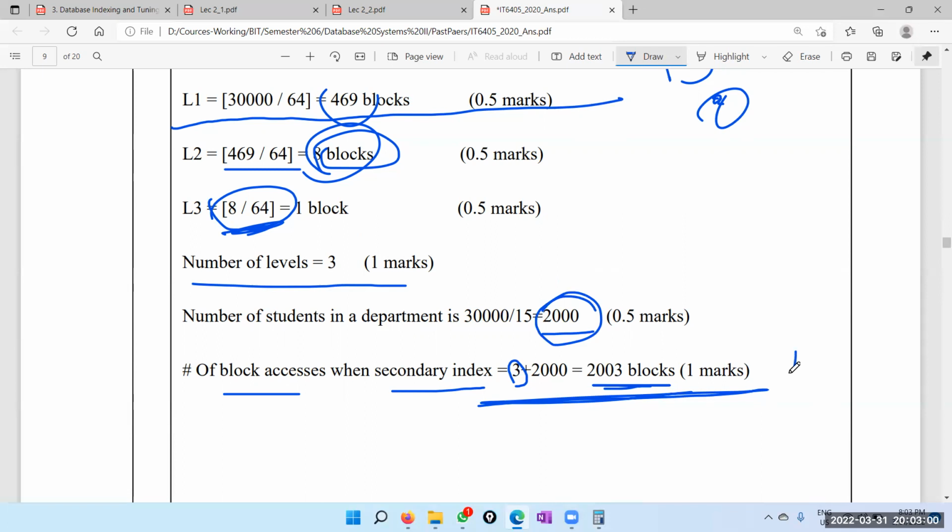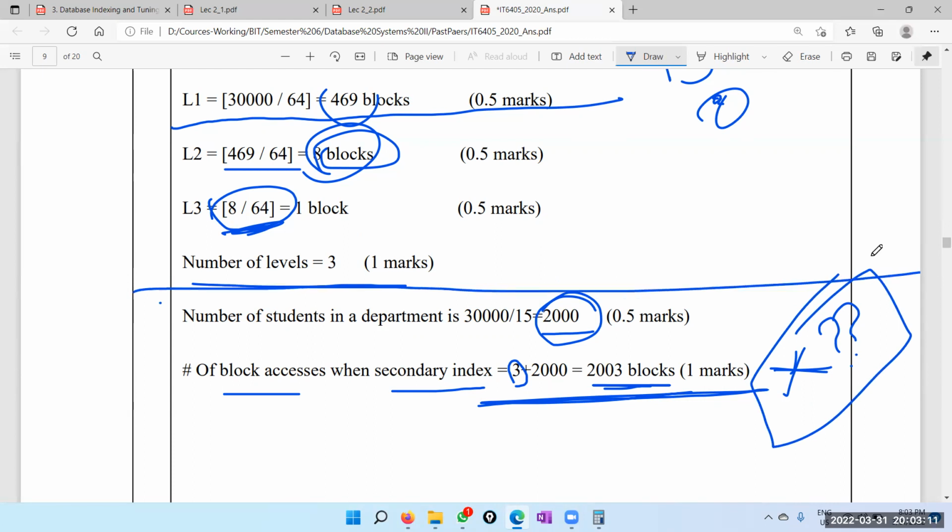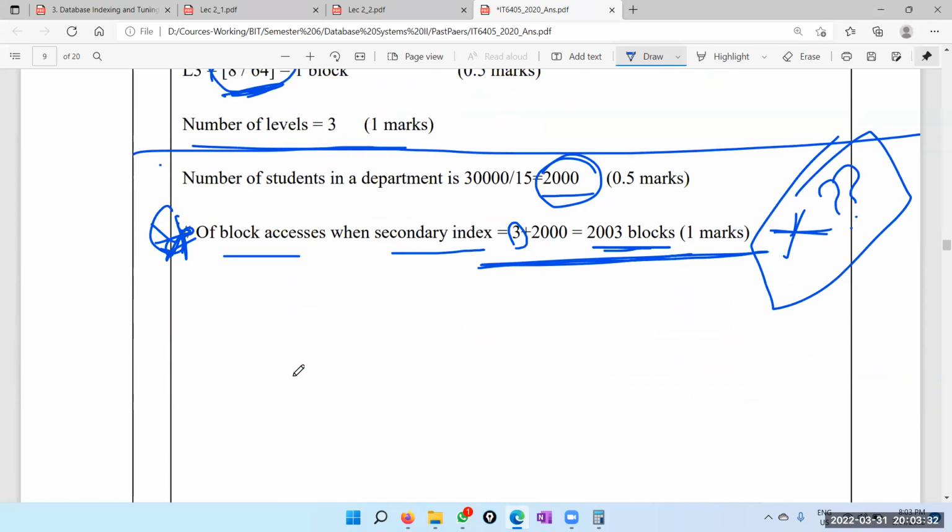Okay, let's keep it open. I'm not very sure why the examiner has taken it like that. Okay, just keep it open. So up to this level, it's okay. But I'm not very sure what is the idea behind coming up with this answer. That is also okay, the number of students in the department is 2,000. But why this? How can we come to this conclusion? Okay, let's keep it open.